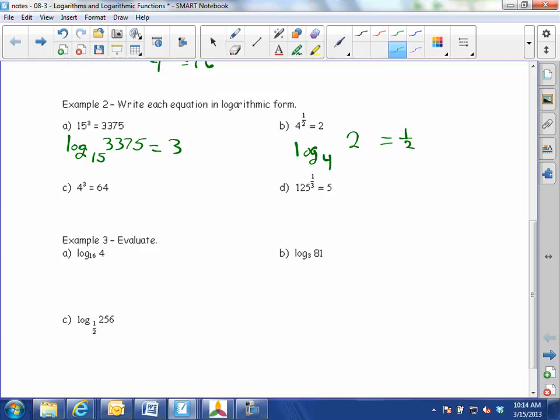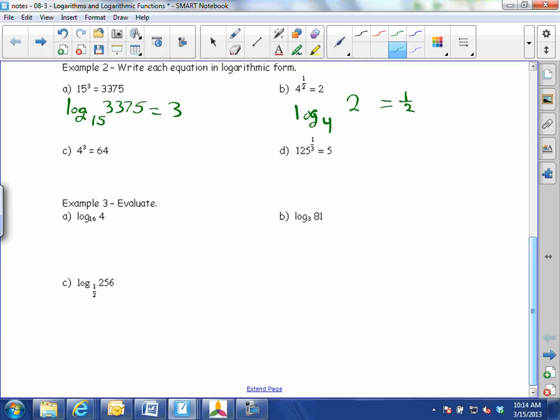All right, C. We're going to set this equal to what? Exponent 3. Log, what's our subscript? Log base 4 of 64 gives us 3. Okay, you guys get it?